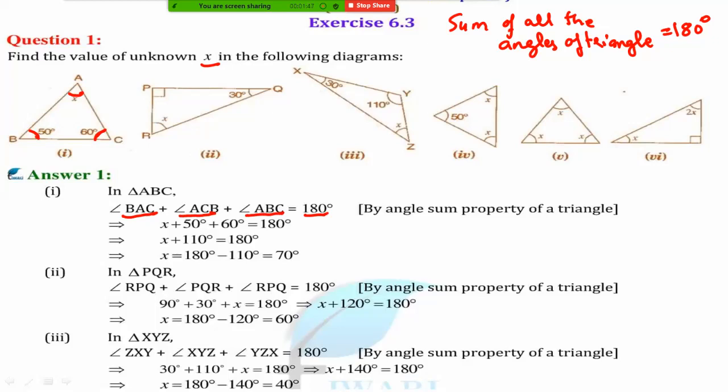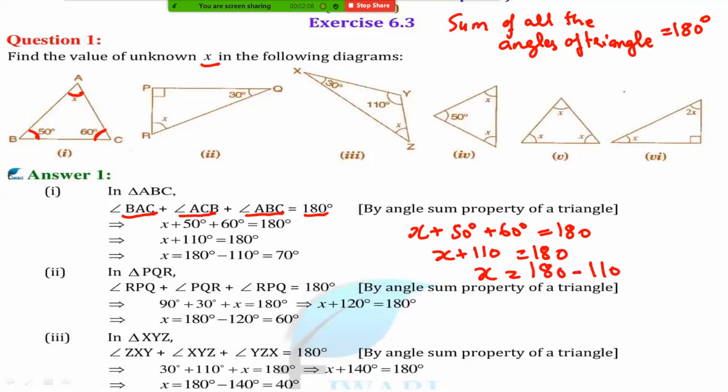So the first angle is equal to x, the second angle is 50 degrees, and the third angle is 60 degrees, and that is equal to 180 degrees. So x plus 110 is equal to 180 degrees. 110 is in plus, that will become minus on the other side. So minus 110, you will obtain 70 degrees. 70 degrees is your required value of x. So this is your answer.